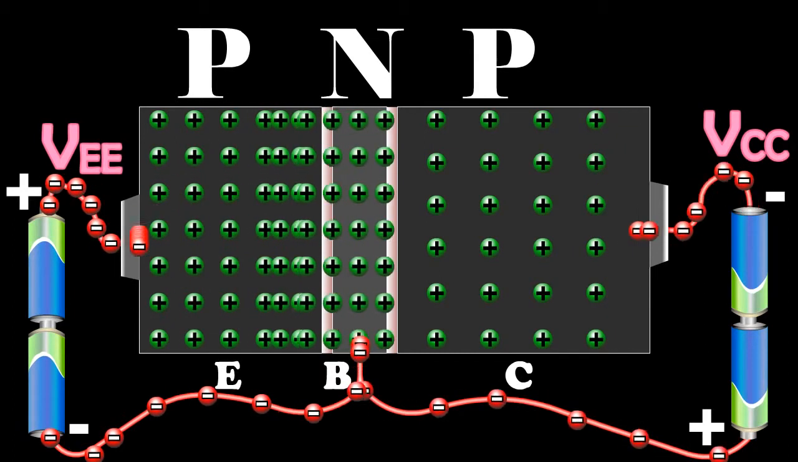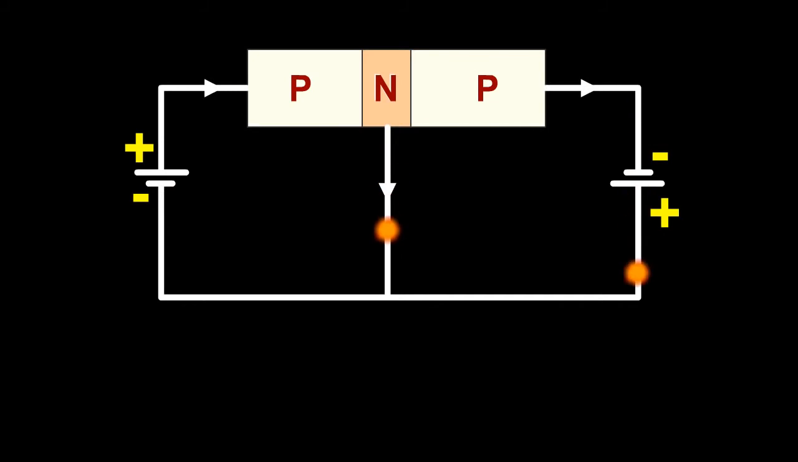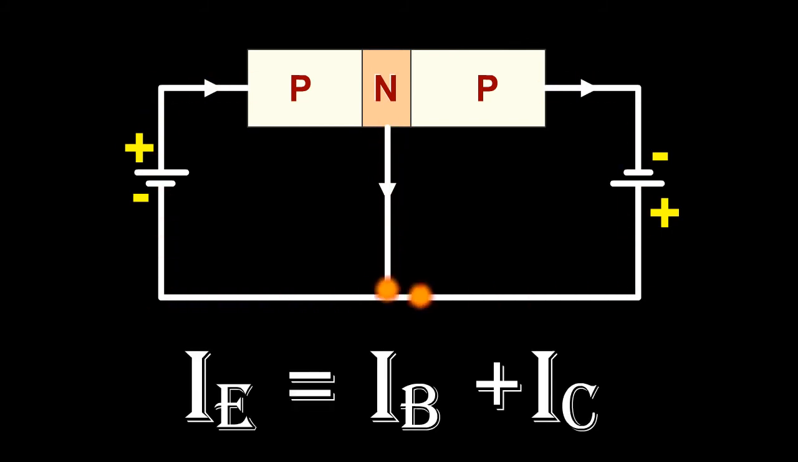Applying Kirchhoff's current law to the circuit, the emitter current is the sum of the collector current and base current. That is, IE is equal to IB plus IC. This equation is the fundamental relation between the currents in a transistor circuit. This equation is true regardless of transistor type or transistor configuration. The action of an NPN transistor is similar to that of a PNP transistor.